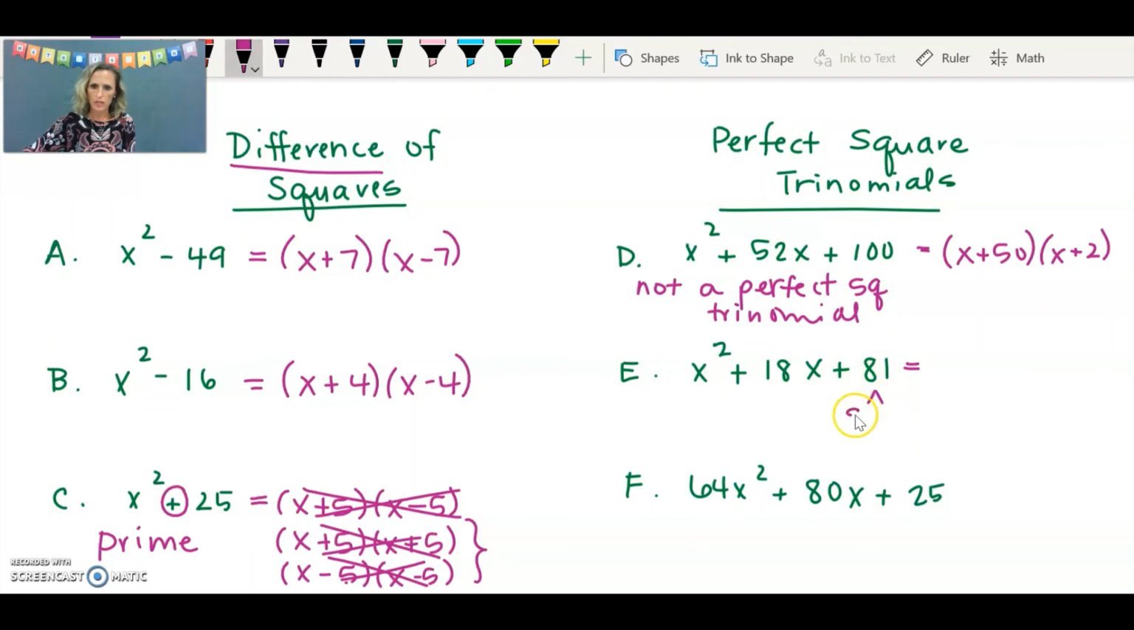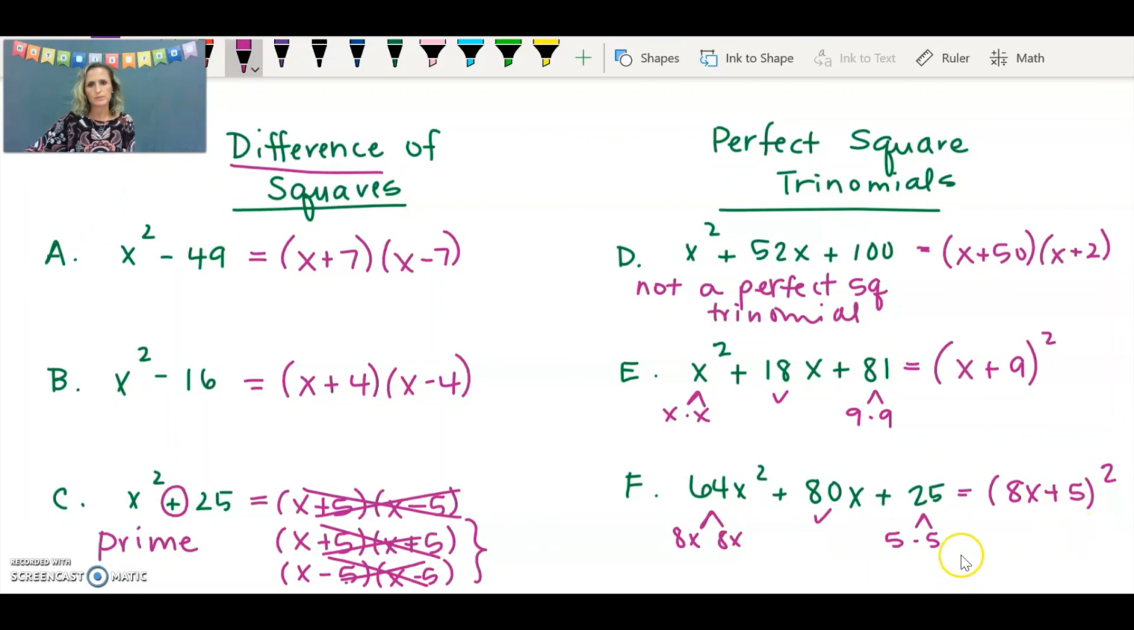This one, you've got 9 times 9, that's a perfect square. You've got x times x, that's a perfect square. 9x plus 9x is 18x, so this does fit the pattern, x plus 9 quantity squared. And then finally here we've got 8x times 8x, and we've got 5 times 5. 5 times 8 is 40, and 2 of those would give us 80, so that fits the pattern as well. 8x plus 5, quantity squared. So I hope now you feel confident enough to practice using these perfect square patterns in your factoring practice. Good luck.